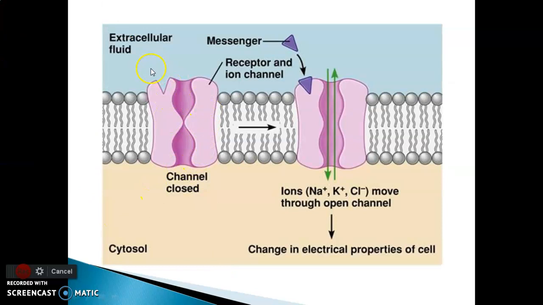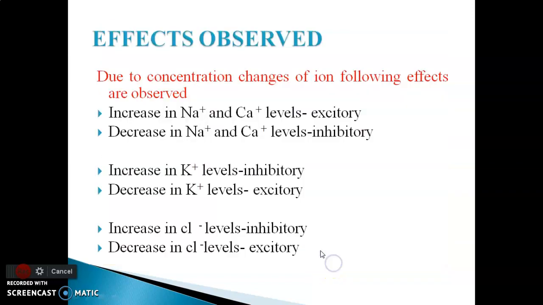This is the diagrammatic representation of how an ion channel opens when a messenger binds with it. This is the closed channel. When a messenger binds with the receptor, it opens a channel which causes a particular ion to move through it, resulting in a change in the electrical properties of the cell. The effects which are observed are that there can be an increase in sodium and calcium or a decrease in sodium and calcium levels. Increase results generally in excitation and decrease results in inhibition.